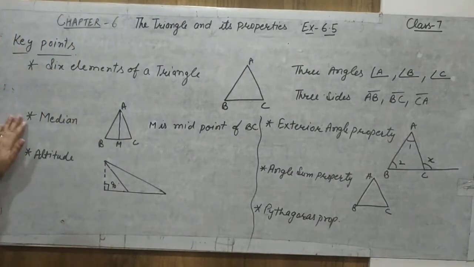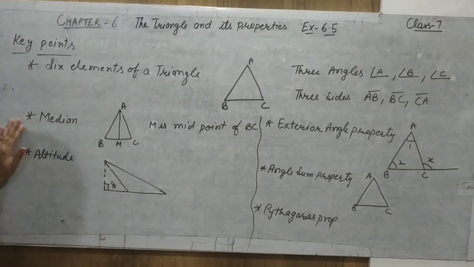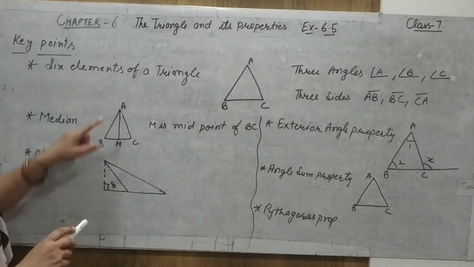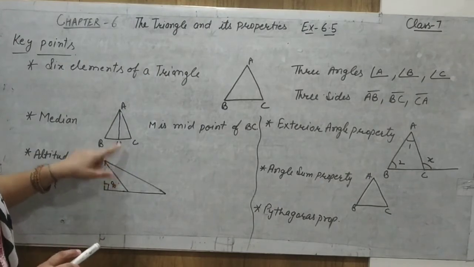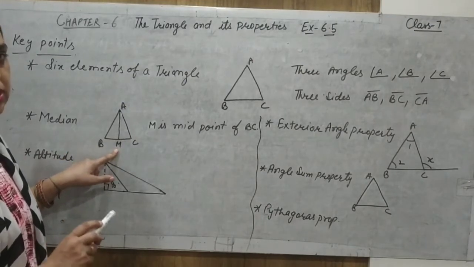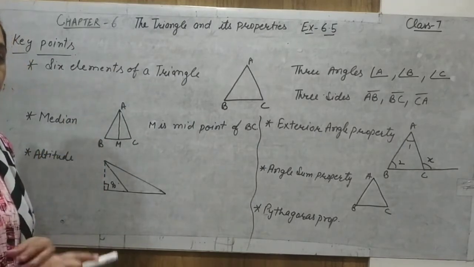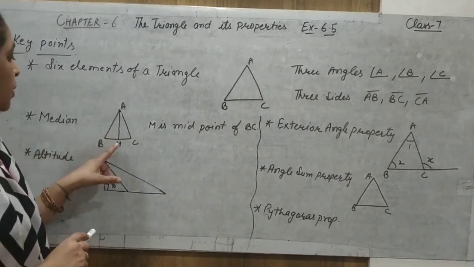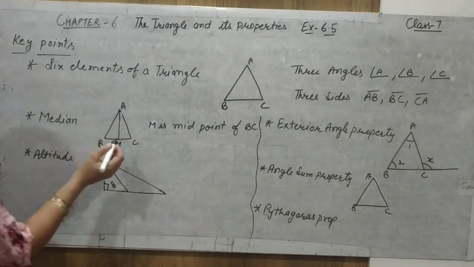Next we discuss the median. What is the definition of a median? As we have already discussed, a median is a line segment that is drawn from a vertex to the opposite side, at the midpoint of the opposite side. Median is a line from a vertex to the midpoint of the opposite side, that is the line segment between these 2 points. There are 3 medians for a triangle.